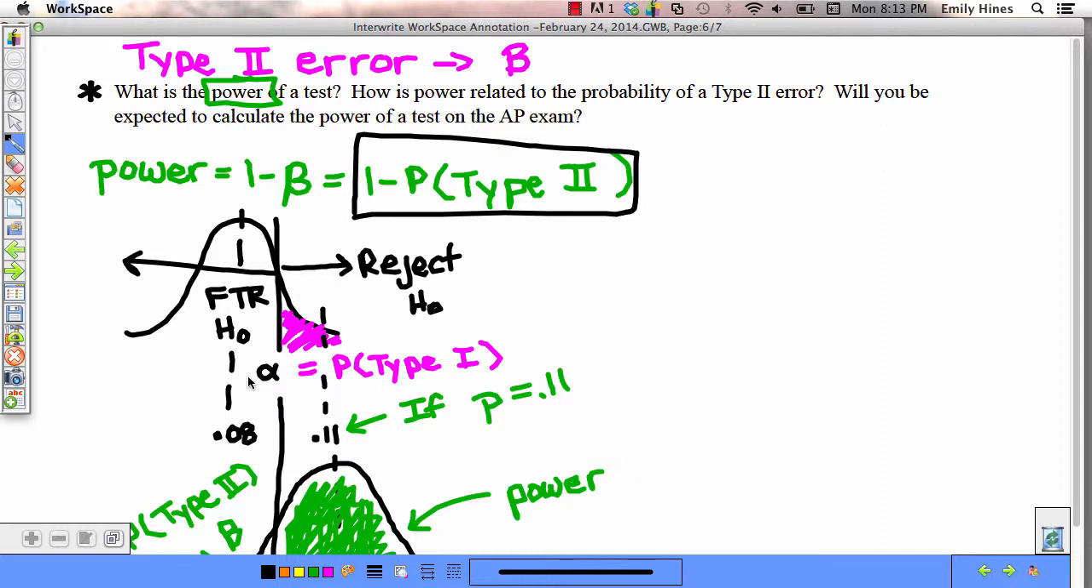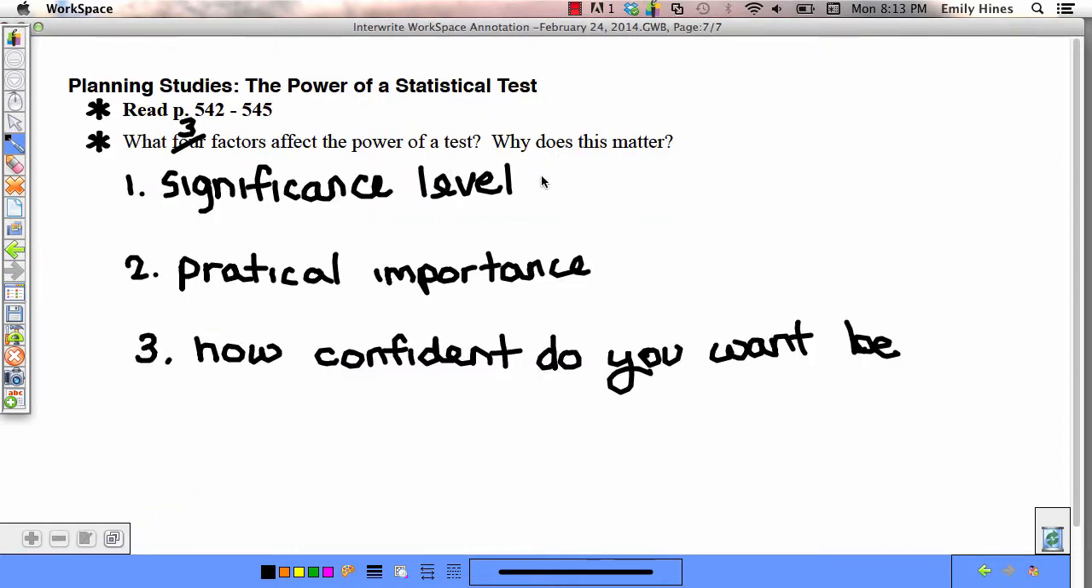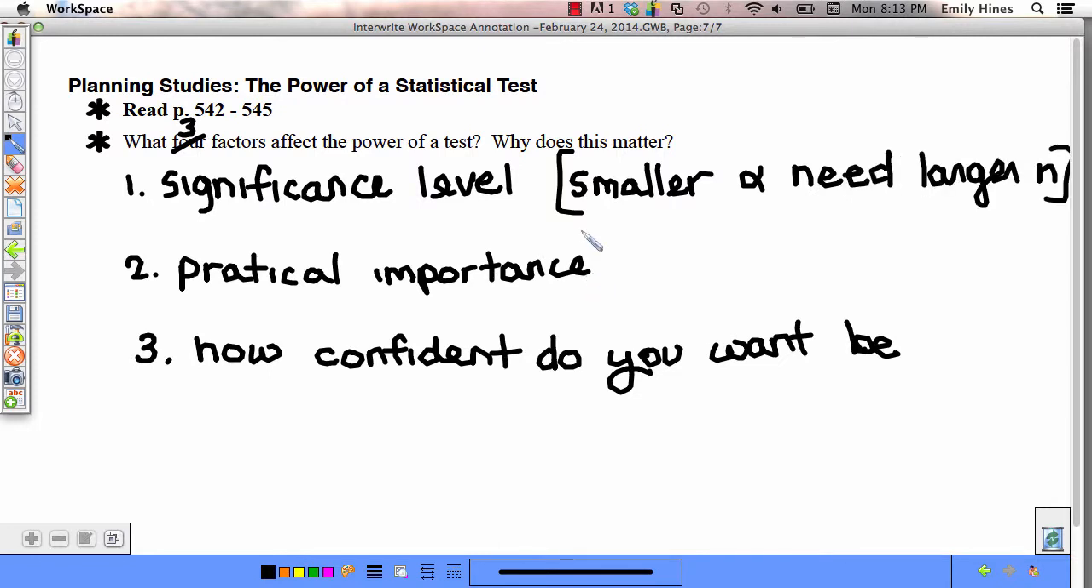Okay, here's a couple of other things to remember. If you really want a good power, if you choose a smaller significance level, like 1% instead of 5%, then you need to take larger samples. Okay? Smaller alphas need larger n's. Okay? If you really want a high power, so that means if you really want to be confident, because confidence is basically power, you need a larger n.